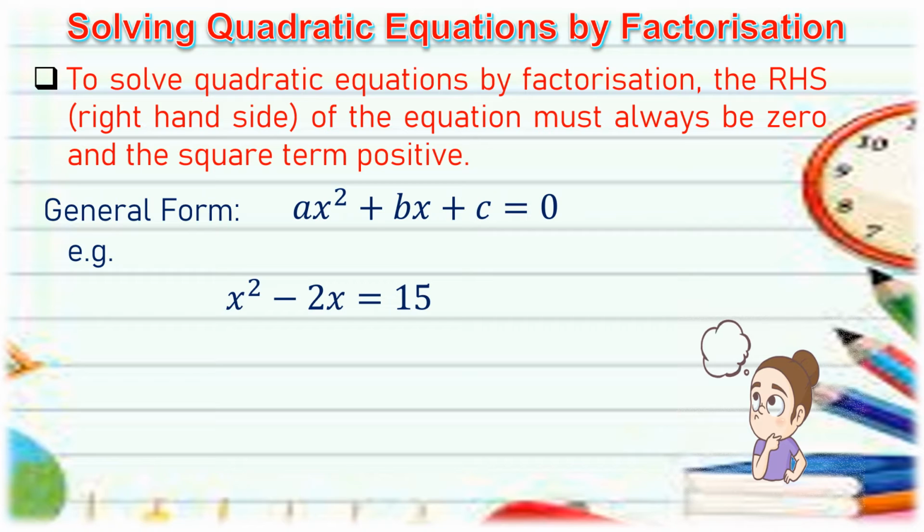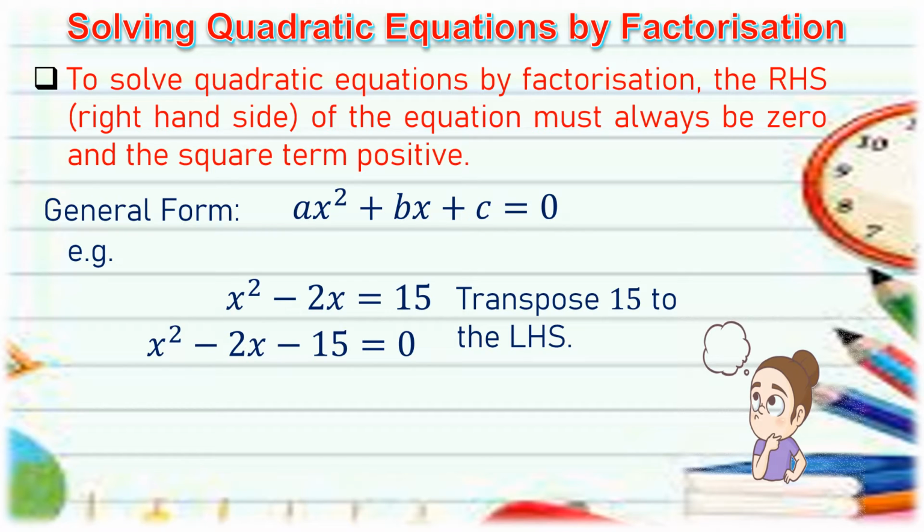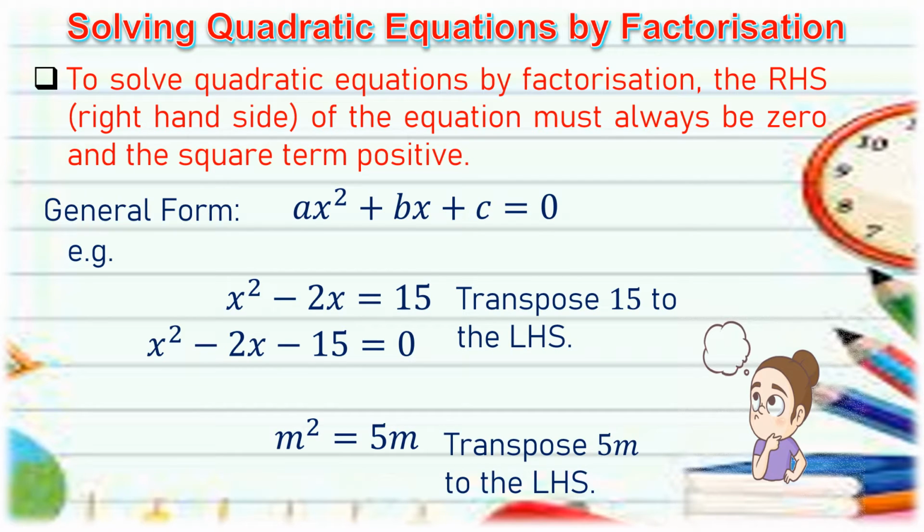For example, if we have x squared minus 2x is equal to 15, in here we cannot factor it out immediately. Why? Because we need to transpose 15 to the left-hand side of the equation. So we get x squared minus 2x minus 15 is equal to 0. And if we have m squared is equal to 5m, we cannot factor it out immediately because we need to transpose 5m to the left side of the equation. So it will be equal to m squared minus 5m is equal to 0.